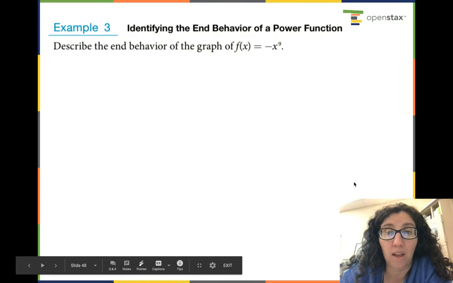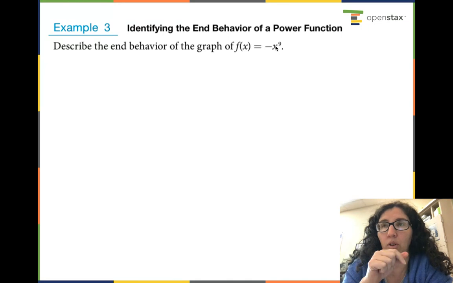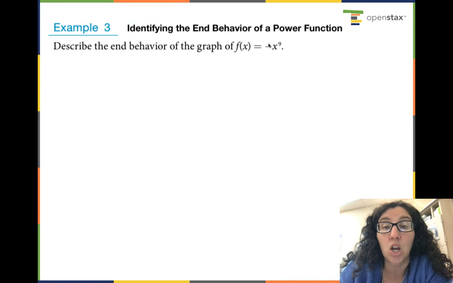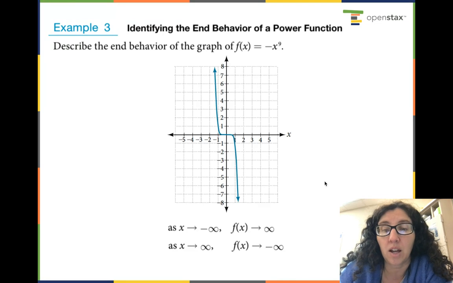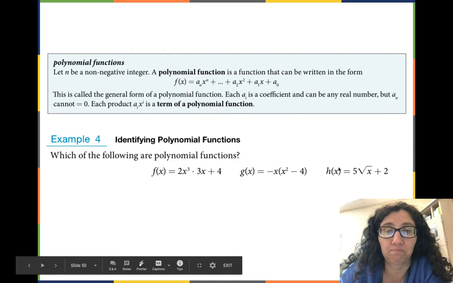Okay. How about this? What if f of x equals negative x to the ninth? Okay, well, x to the ninth is going to be like x cubed, except it's flipped, right? So it's going to go up to the left and down to the right. And it's pretty flat there because that exponent's pretty big. So as x approaches negative infinity, f of x approaches infinity. And as x approaches infinity, f of x approaches negative infinity. That's how we would mathematically express that.